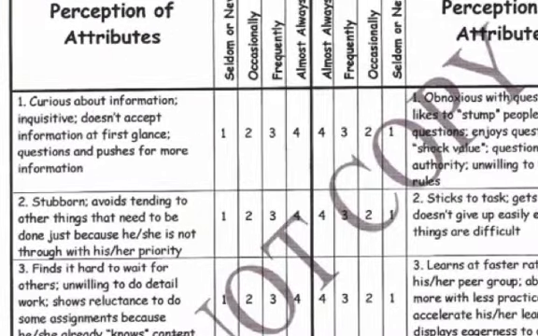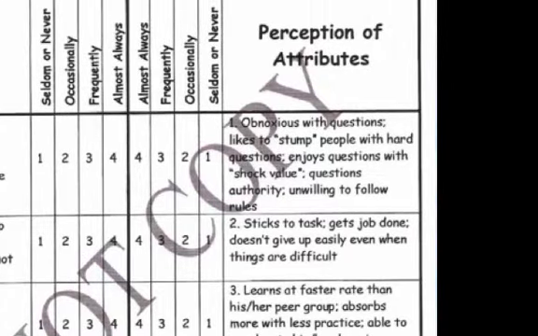We're not going to go through all the pages of this scale because that would take us forever, but just to give you an idea, on one side, it's a child curious about information, inquisitive, doesn't accept information at first glance, questions, and pushes for information. Or, on the other side, they could rate highly if they're obnoxious with questions, likes to stump people with hard questions, enjoys questions with shock value, questions authority, unwilling to follow the rules. So you can see that these two are very different, and yet they're both gifted characteristics.